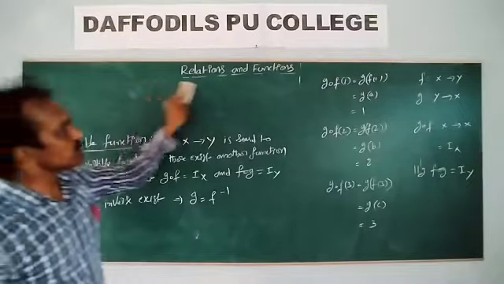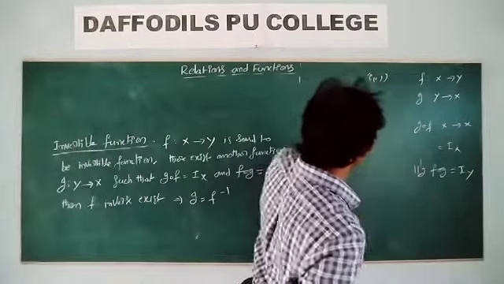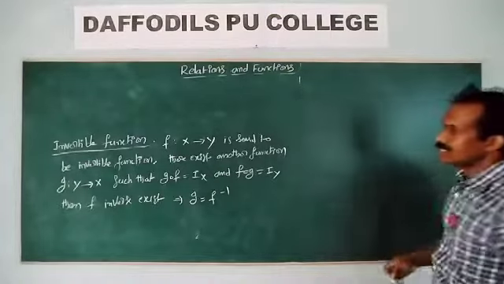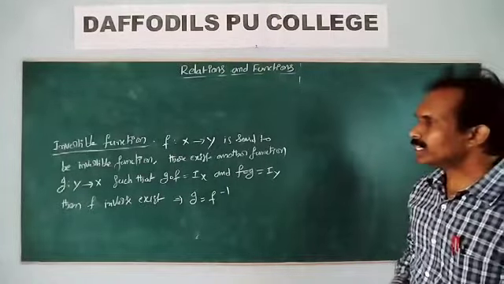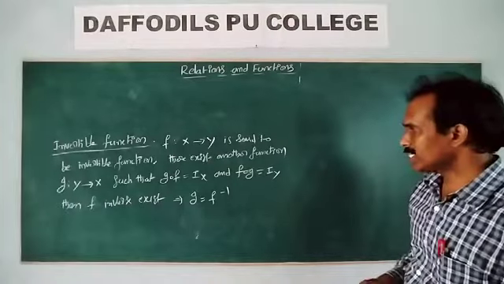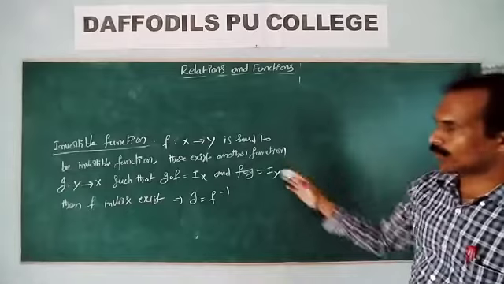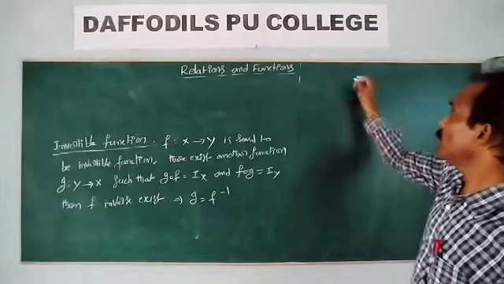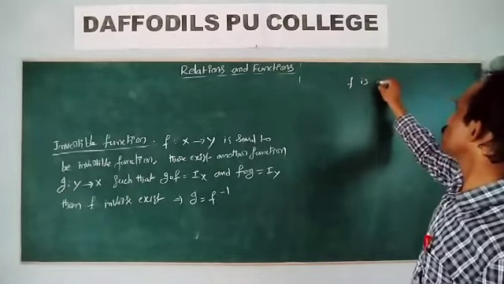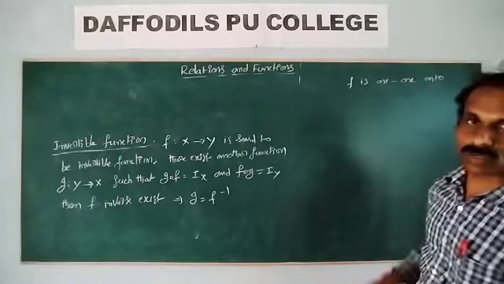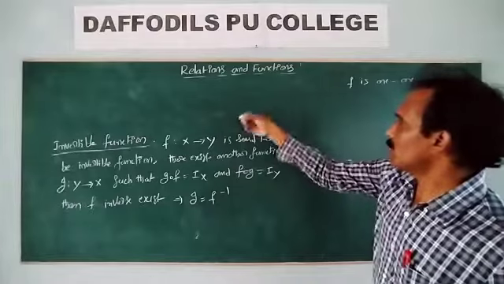So what you learn from this invertible function means one more condition we need: g circle f is equal to I_X, f circle g is equal to I_Y, g is equal to f inverse. Before, in that example, F is one-one and onto.